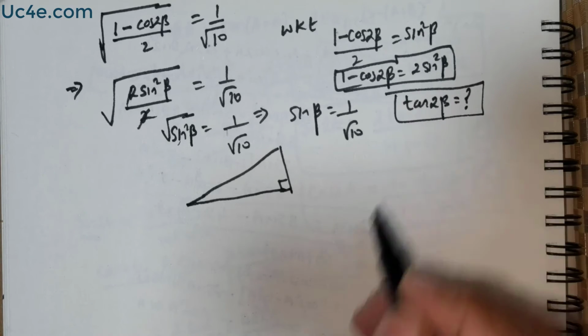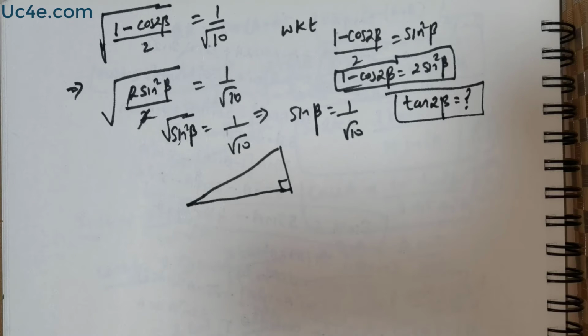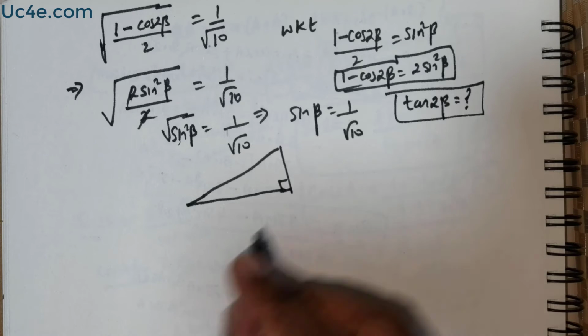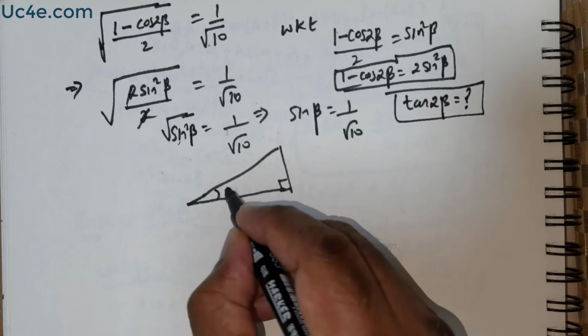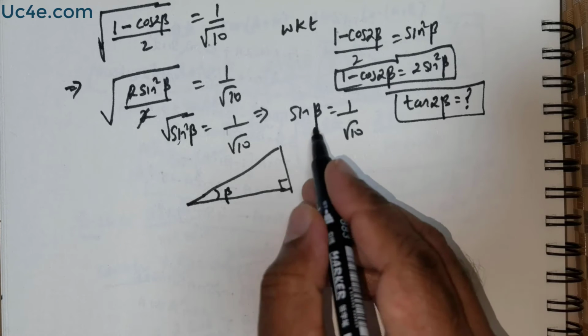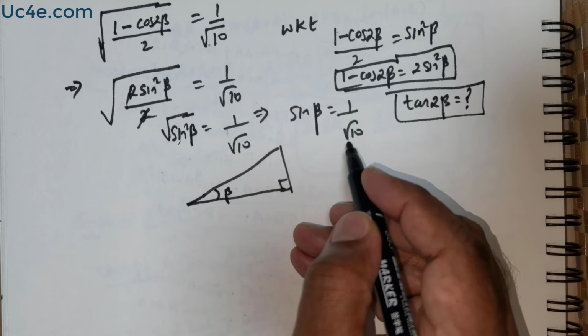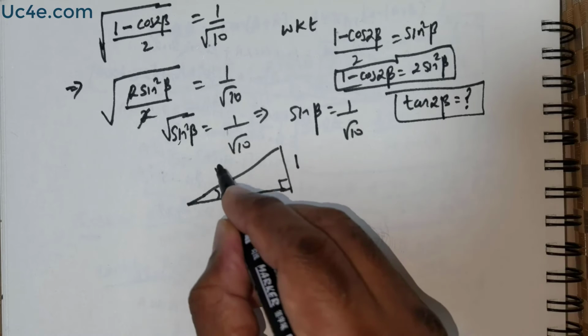I don't know the value for tan 2 beta. I need to get it, right? So for that I need to first extract the value for tan beta. So this is going to be beta, and I got sine beta is 1 over root 10. So this is 1, this is 10.